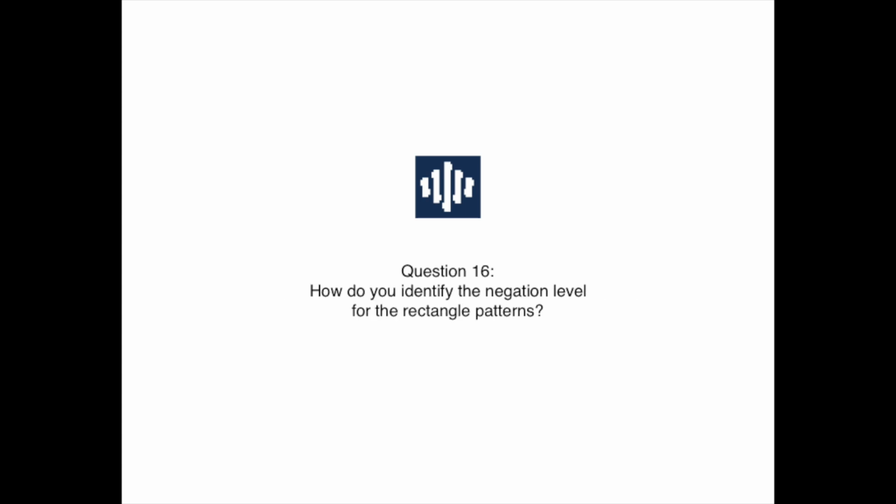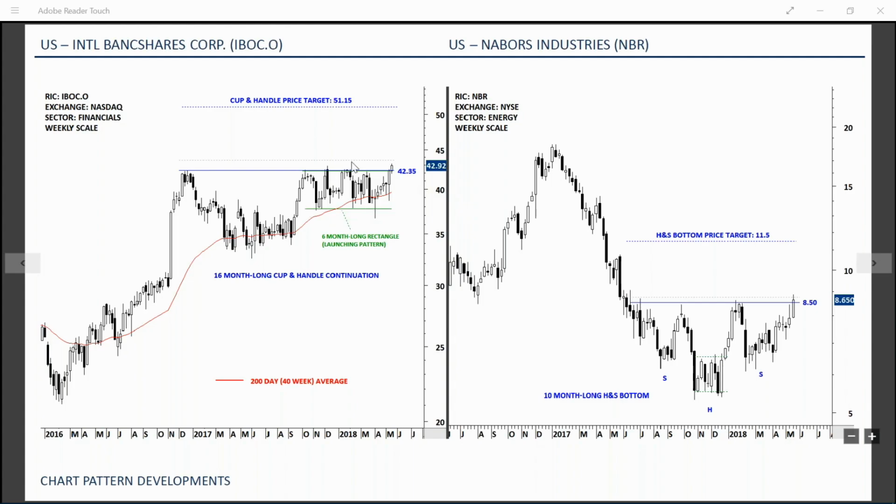Okay. Question 16. How do you identify the negation level for the rectangle chart patterns? Let's talk on the 6-month long launching pattern here, US International Bank Shares Corp. Where would you place the chart pattern negation level?